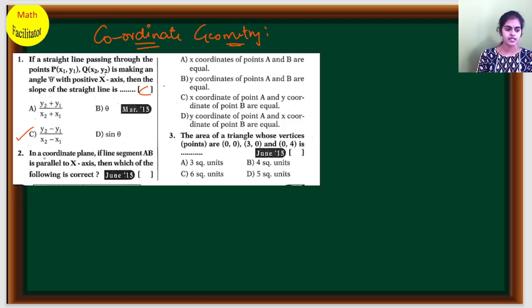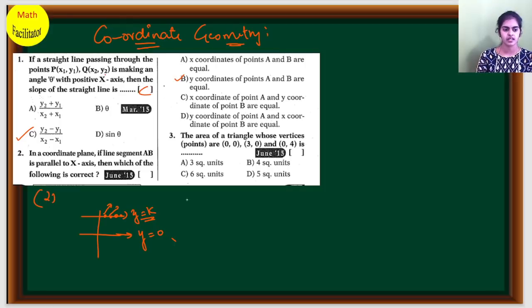Now the next one. In a coordinate plane, if line segment AB is parallel to x-axis, then which of the following is correct? Line segment is parallel to x-axis, so the y coordinates of the points A and B are equal. The equation of x-axis is y equal to 0. The equation of any line parallel to x-axis is y equal to k. Only the x coordinates will be changing here. Any point you take, the x coordinate is changing, the y coordinate will be constant. So y coordinates are always equal.